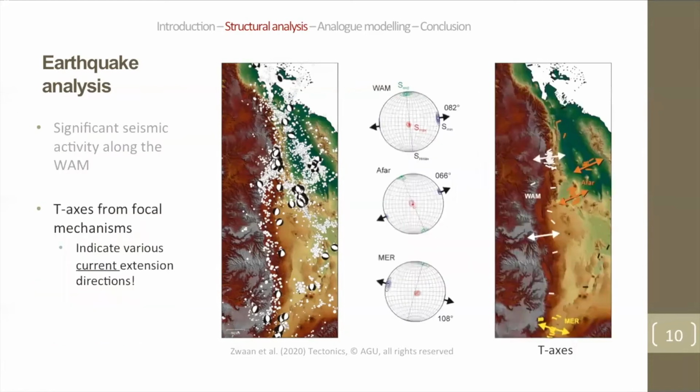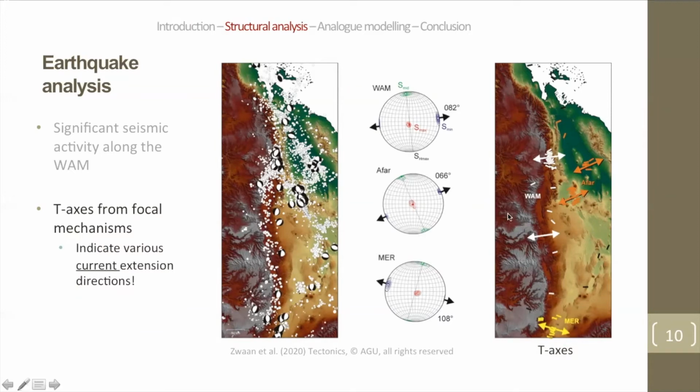And these earthquakes we can use to characterize the type of deformation going on. So what you have here are the focal mechanisms, and you can derive the t-axis from that, which then are shown on this map over here. And if you group these t-axes in certain areas, like the Western Afar Margin or the Afar Depression or the main Ethiopian rift to the south, you can derive a general extension direction.